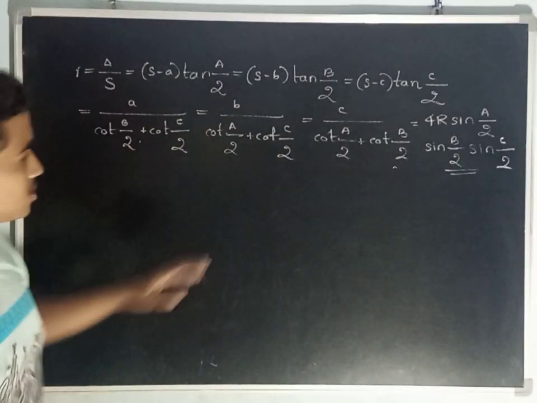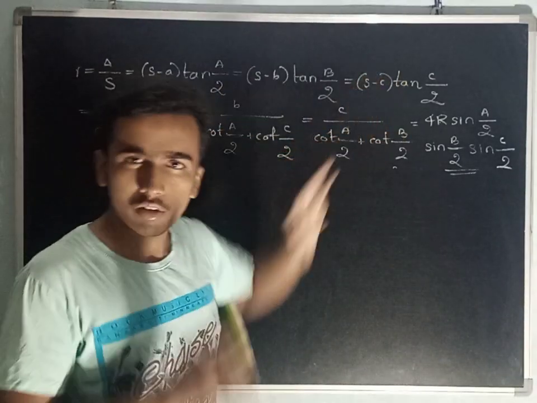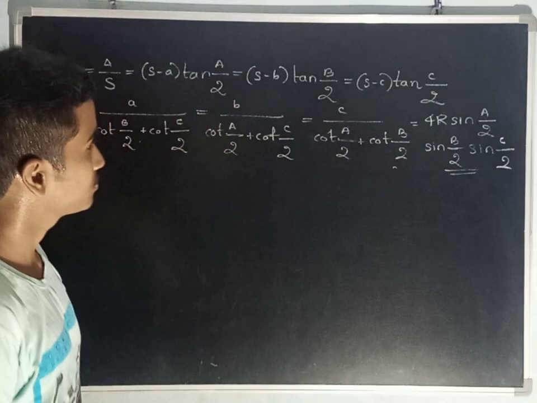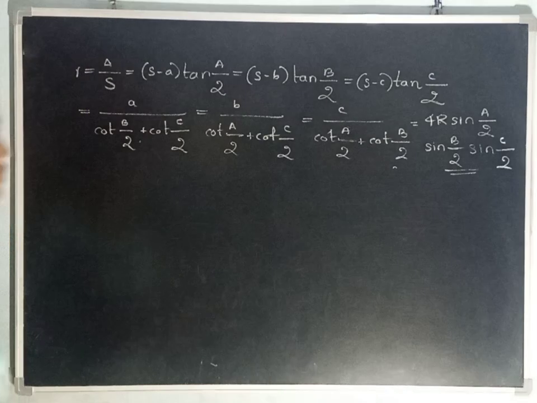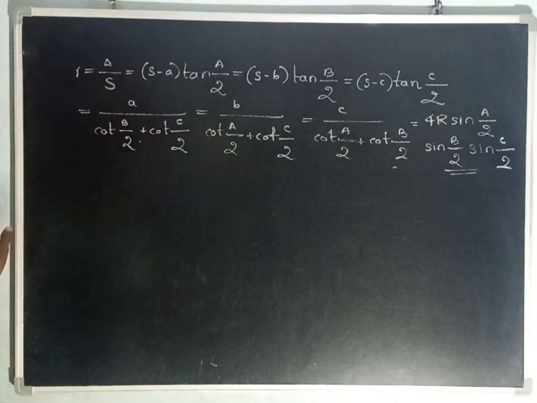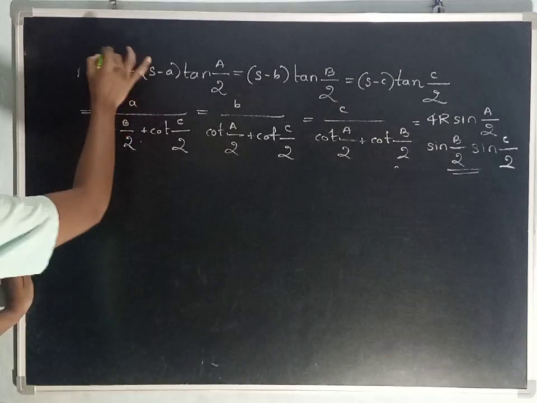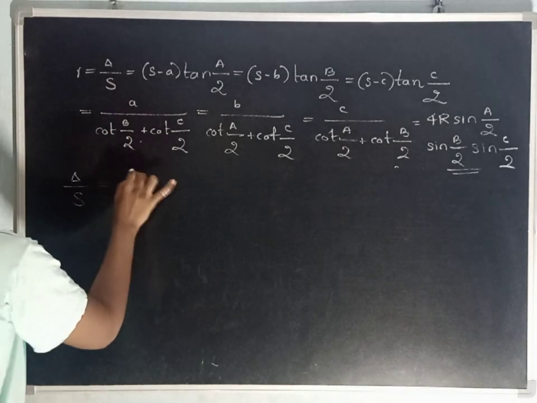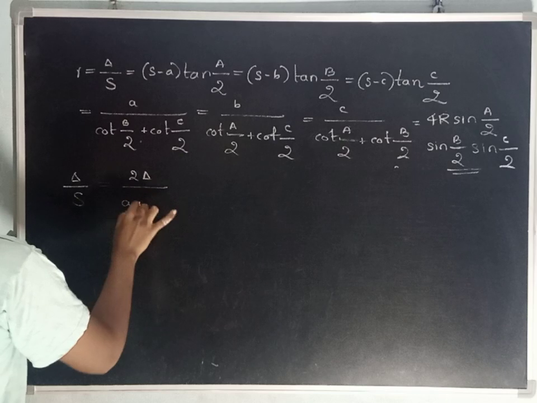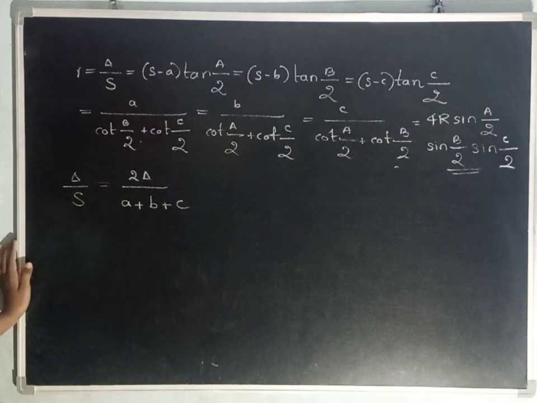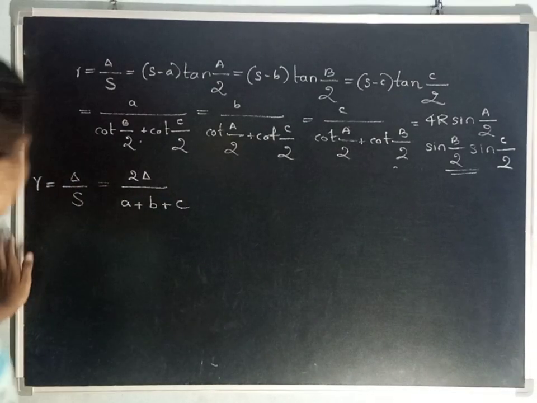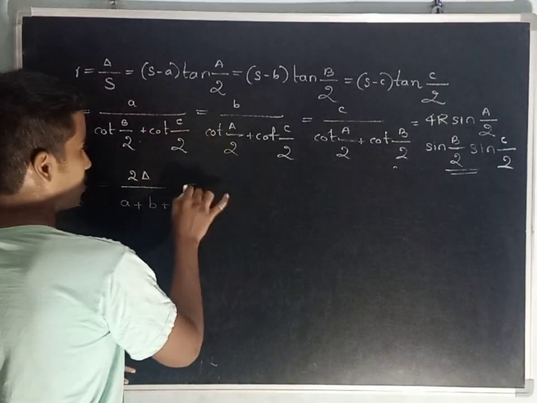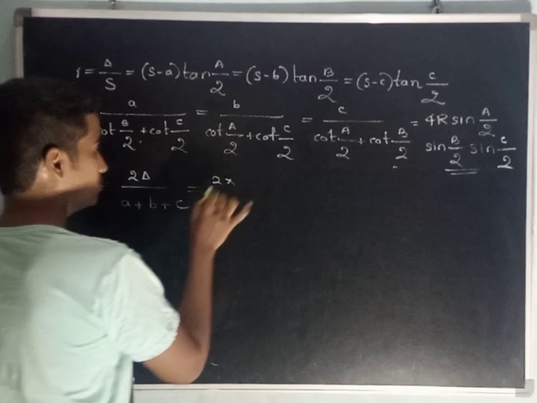Not only this, if you simplify this as well as this, you are going to get the same result. There is no doubt. We can also prove the same result using this formula also. Δ/s is nothing but 2Δ/(a + b + c). Small r is equal to Δ/s, which is 2Δ/(a + b + c), is equal to 2 into Δ.